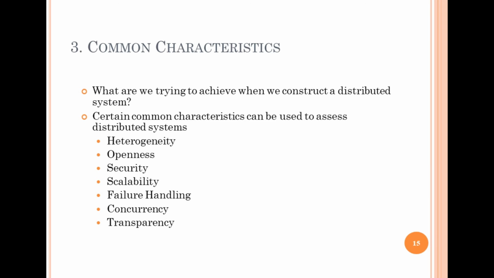This is the common characteristics. What are we trying to achieve when we construct a distributed system? So certain common characteristics can be used to assess distributed systems. First one is heterogeneity. Second one is openness. Third one is security. Fourth one is scalability. Fifth one is failure handling. Sixth one is concurrency. And the last one, transparency. We all know these characteristics very well.